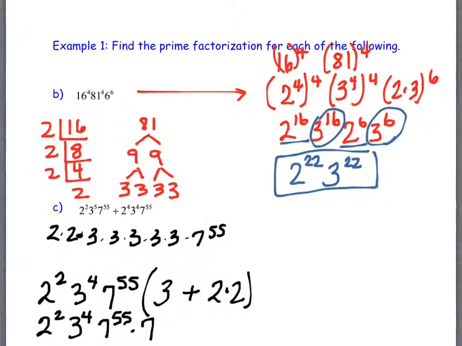Can I simplify that? Careful. Yes. How can I simplify that? We do have the 7 there, 7 to the 56. Remember what 7 to the 55 means: it means there's 55 7s. So if I were to write them all out, I'd write out 55 of them, and now I have one more of them, so I have 56 of them. The 2 squared stays the same. The 3 to the 4th stays the same. But now I have 56 7s.